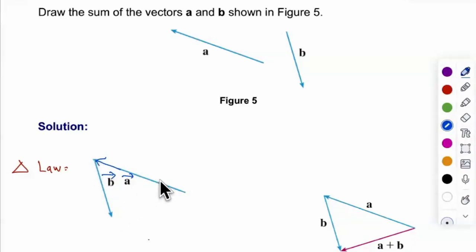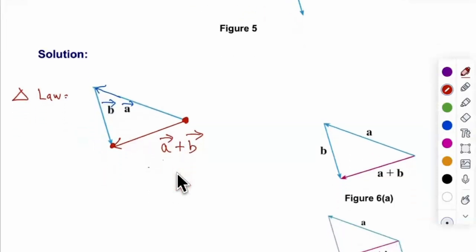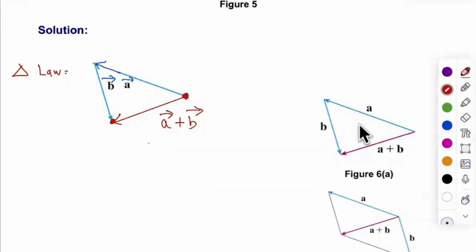What will be the sum of this A and B vector? Vector A plus vector B will be starting from the initial point of A and pointing to the terminal point of B. So according to the triangle law, that will be A plus B. All you have to do is just put the vector B here, at the ending point of this A, and then you will get this A plus B. Oh, it's actually right here. You see it, right? The same result.